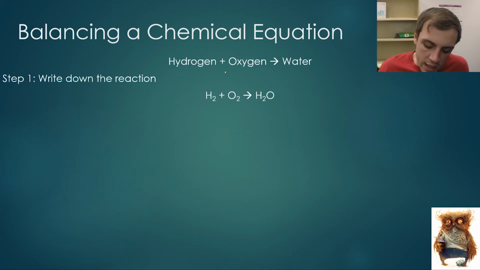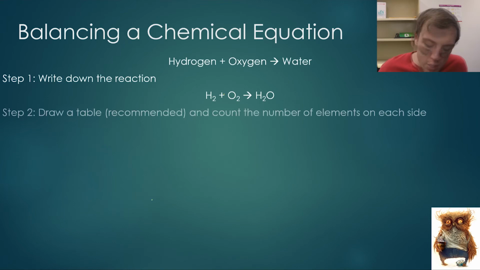As we look here, we have 2 hydrogens on the left and 2 hydrogens on the right. Happy days. But the problem comes with oxygen, because we only have 1 oxygen on the right, but we have 2 on the left. So this means it is not balanced. We must balance this before we can do anything with this chemical equation. So the first step I recommend doing, whenever you balance an equation, and preferably do it in pencil.